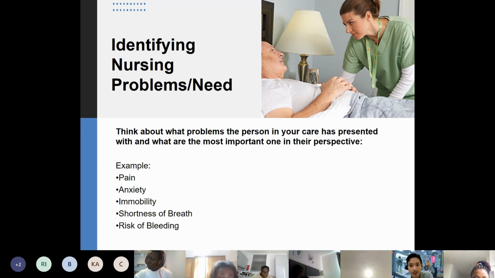So yesterday during our quiz, you learned that there are two types of problems. You have the actual problem and the potential problem. Okay, so actual problem, it's happening now at this very moment. Potential problem, it may or may not happen, but we need to take some action to prevent it from happening.